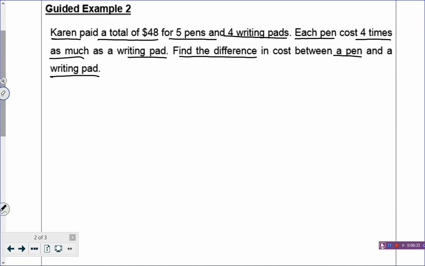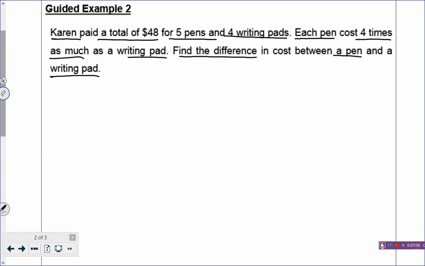Karen paid a total of $48 for 5 pens and 4 writing pads. So there are 2 kinds of things here. We also know how many of each type of thing. So I can start to think, maybe I can draw a stacking model. But keep reading. Each pen costs 4 times. That is when I start to draw, because to draw a stacking model, you always start with either a comparison model or a multiplication model.